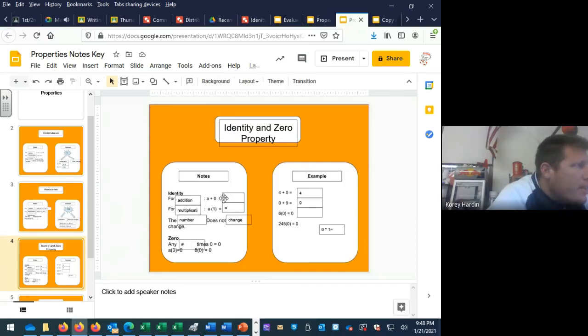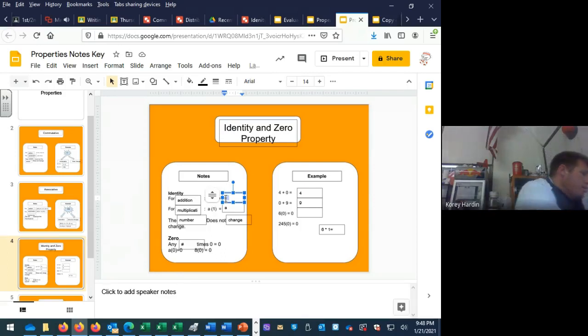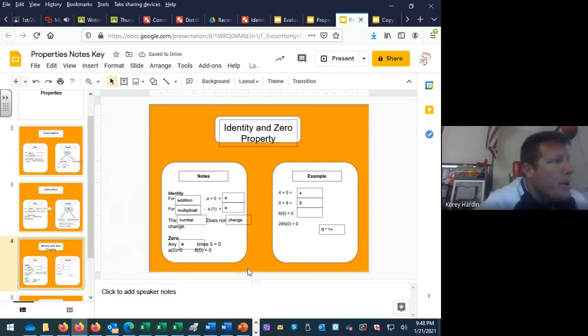And here's what that means. A plus 0 is going to equal A. A times 1 is going to equal A. Okay? If you have 12 plus 0, guess what? You've still got 12. If you have 12 times 1, guess what? You've still got 12. Okay?